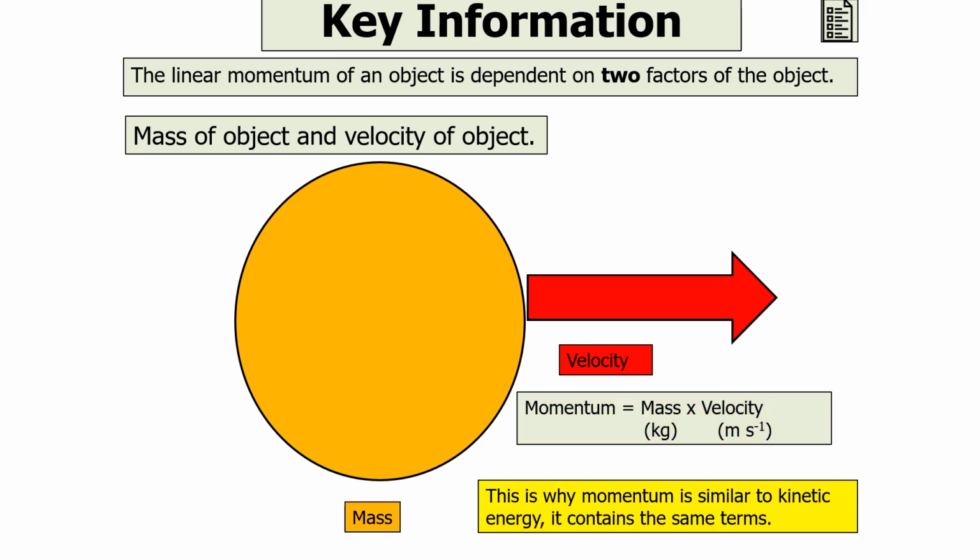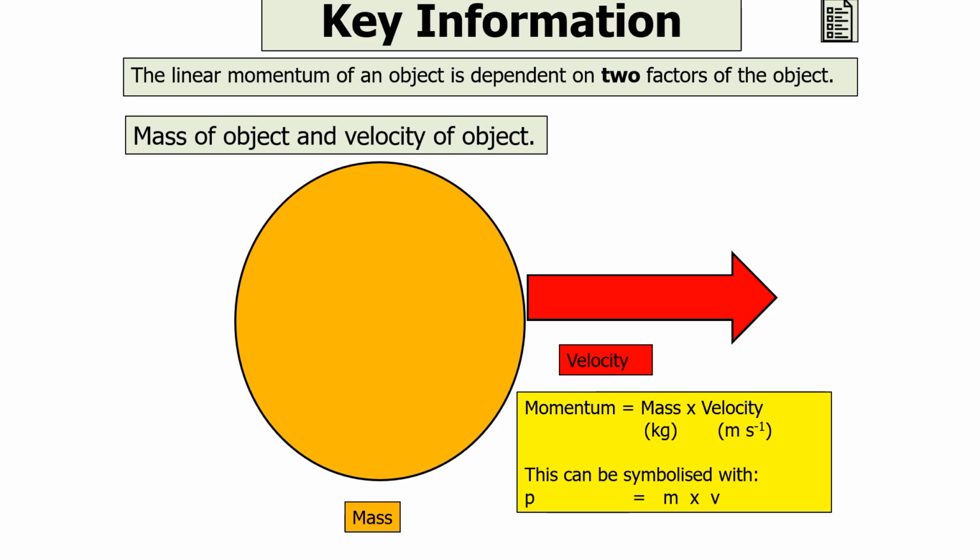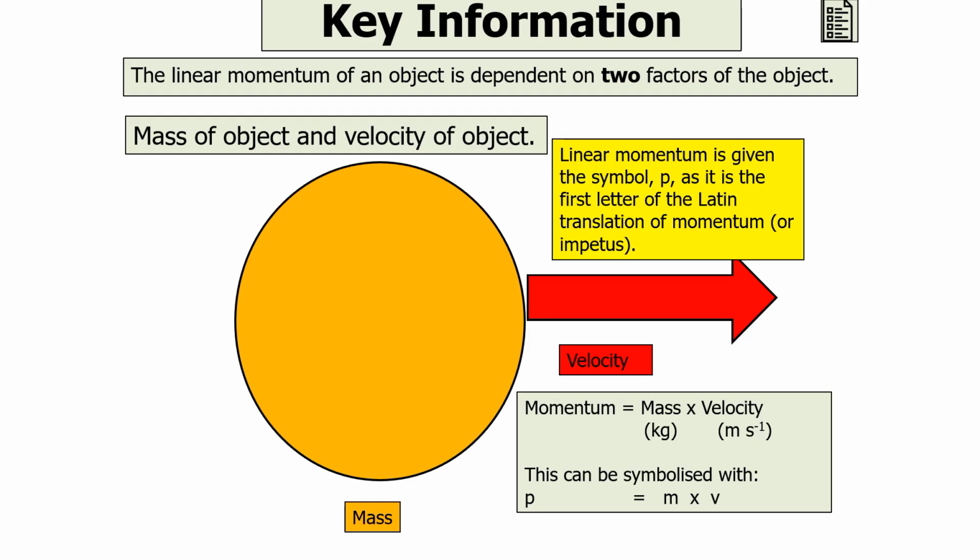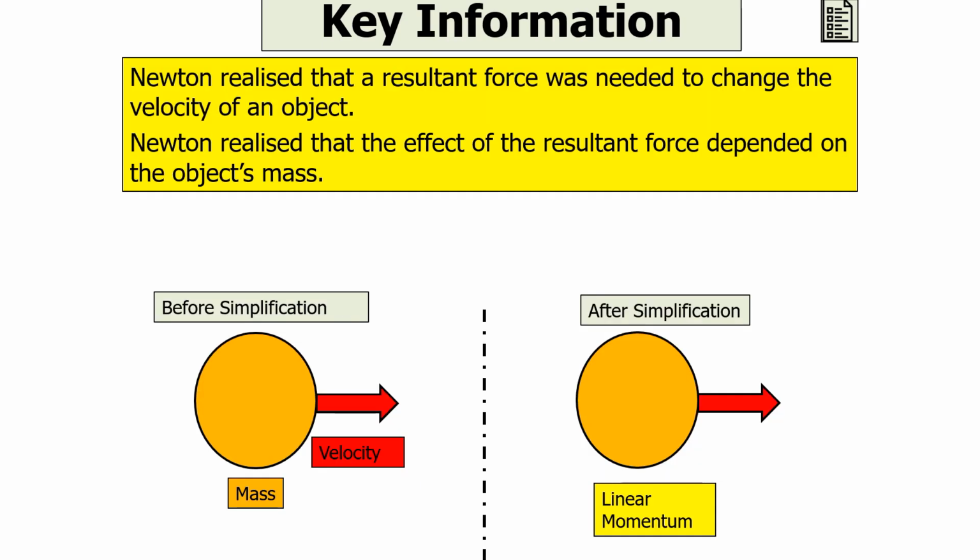This is why momentum is similar to kinetic energy. It contains the same terms. Whilst momentum is mass times velocity, kinetic energy is a half times mass times velocity squared. We can symbolise the equation for momentum as p equals mv. Linear momentum is given the symbol p as it is the first letter of the Latin translation of momentum or impetus. Now, Isaac Newton realised that a resultant force was needed to change the velocity of an object.